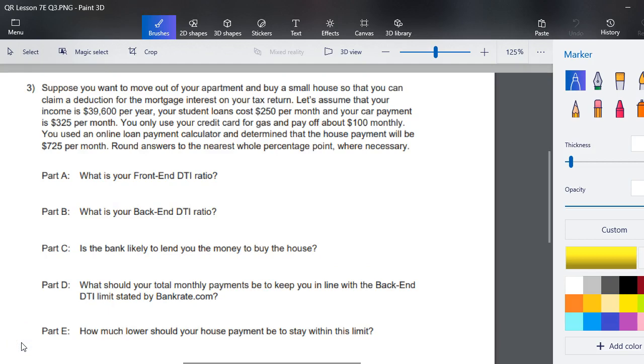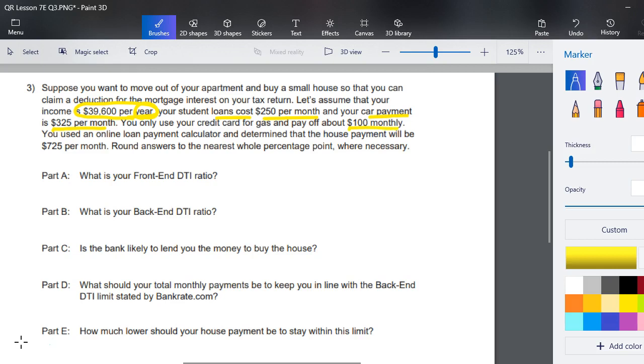So on question three, suppose you want to move out of your apartment and buy a small house so that you can claim a deduction for the mortgage interest on your tax return. Let's assume your income is $39,600 per year. Your student loans are $250 a month, and your car payment is $325 per month. So even as I'm reading these, be looking back at front end and back end DTIs to see where these would go. Where would you put your total income? Where would the student loans go? Where would the car payment go? You only use your credit card for gas and payoff is about $100 monthly. Where would that one go?